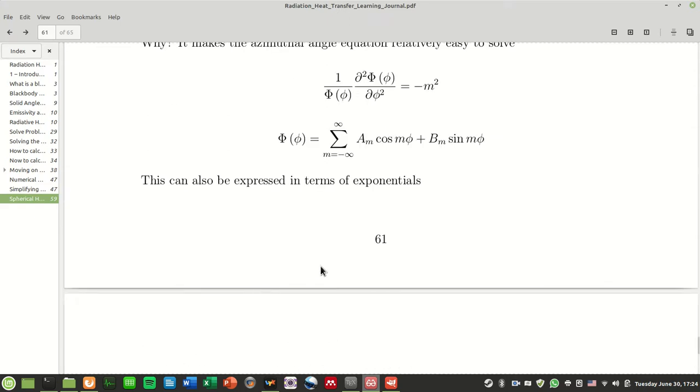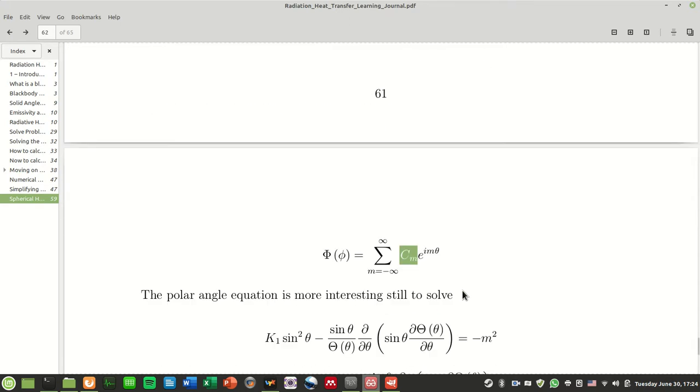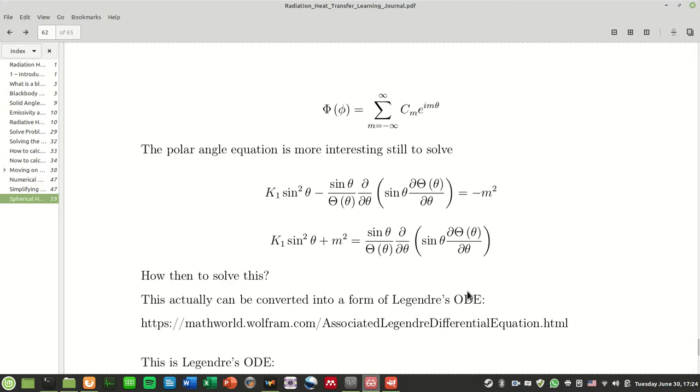Of course, the other way you can express it is in terms of imaginary exponential functions, where you have some constant c_m times the exponential of i m phi. The polar angle equation is more interesting to solve. We have this m squared over here, we have k1 sine squared theta, and all of this here.